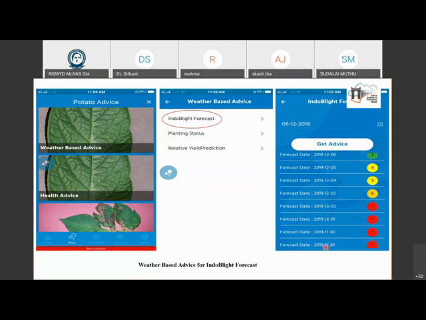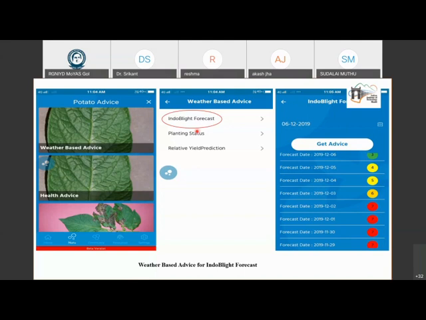This is the date at the bottom: November 29, November 30, December 1. And if you go further on, then it's not too risky. So in the near term, there is a high chance of disease. Be alert. If you see something happening, immediately spray your field. This way, it's very helpful to the farmers.